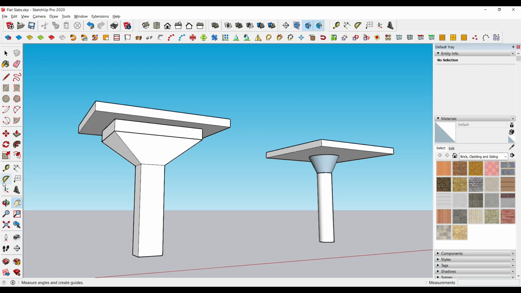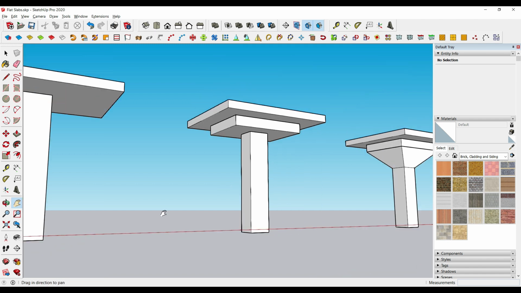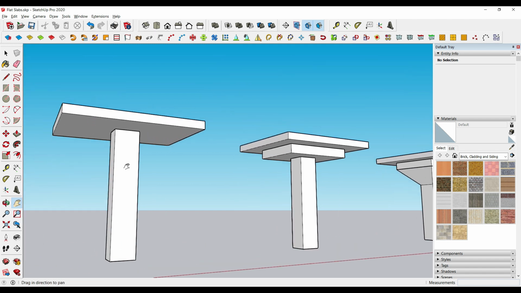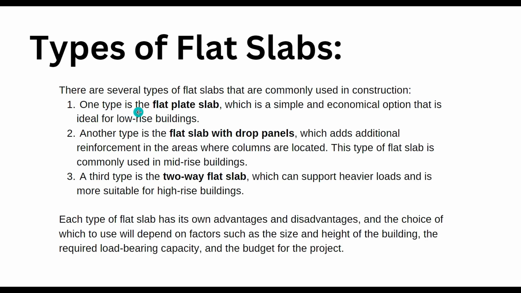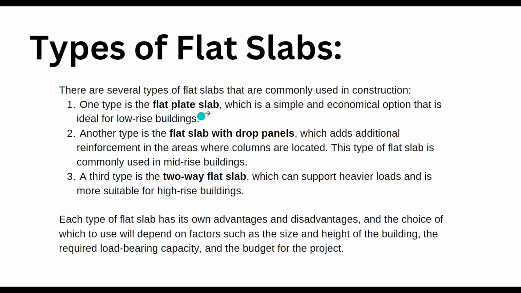This first portion that we have over here, if I just take you to the first diagram, this flat slab is basically called a flat plate. One type is the flat plate slab, which is a simple and economical option that is ideal for low-rise buildings. In this, we don't have any kind of drop. That is the first condition over here. If you have just a slab and a column, there is no drop in it. It is basically called a flat plate system.